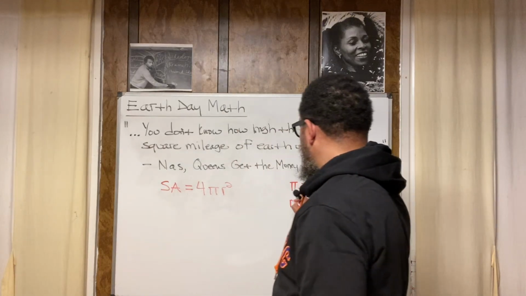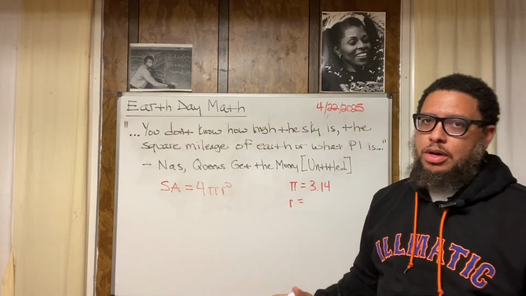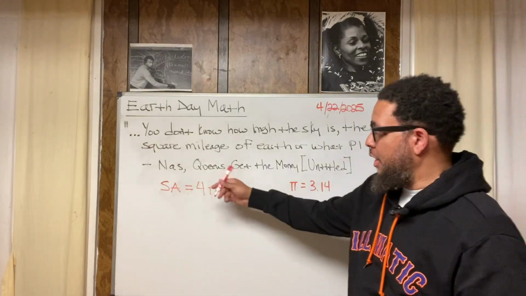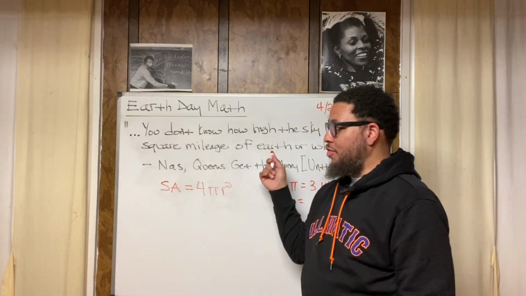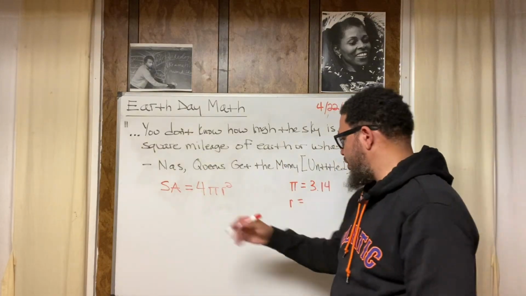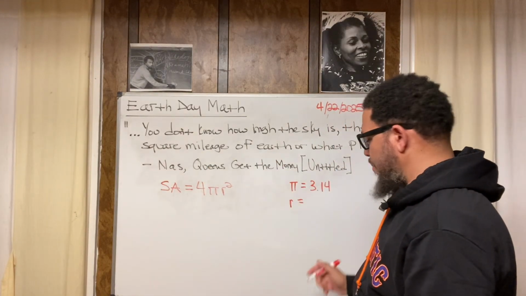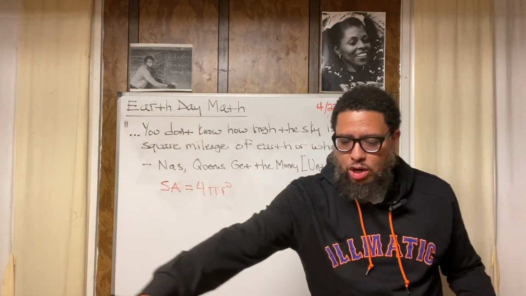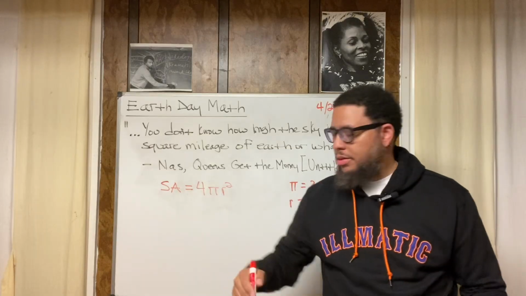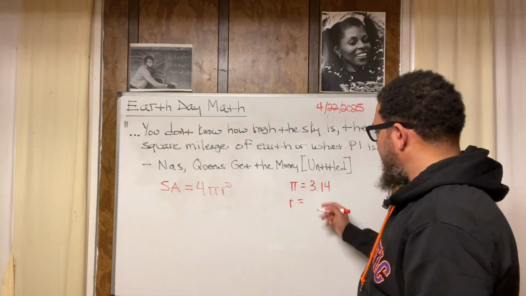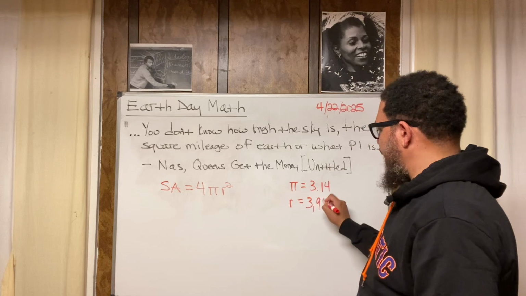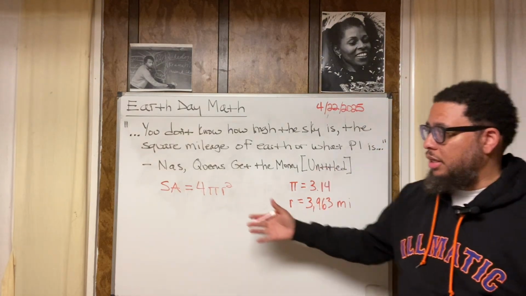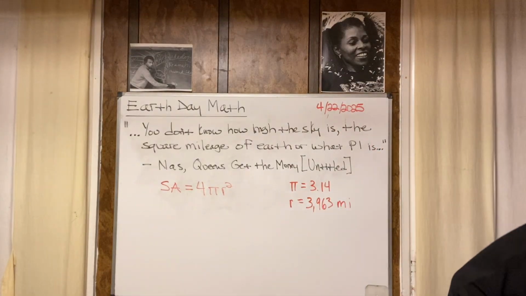The radius of the Earth, let's do it in miles, right? We could do it in kilometers too, deal with the metric system, but let's focus on miles because my man said the square mileage of Earth. So the radius of the Earth in miles at its widest point, its equatorial point, around the equator, right? The widest part of the Earth is about 3,963 miles. So now we've got all the information we need to find the square mileage of Earth.